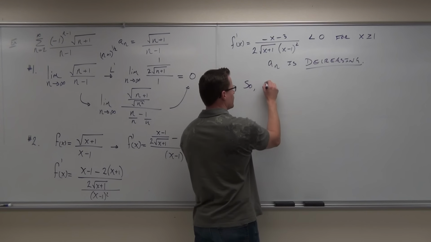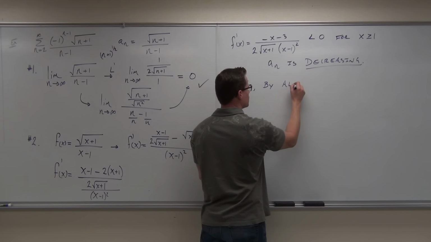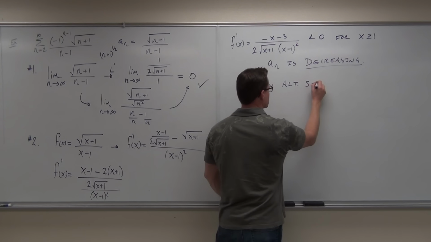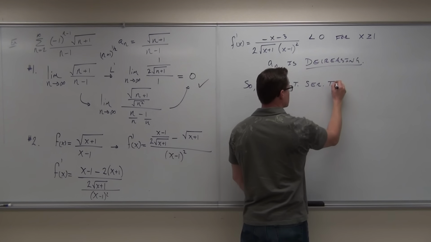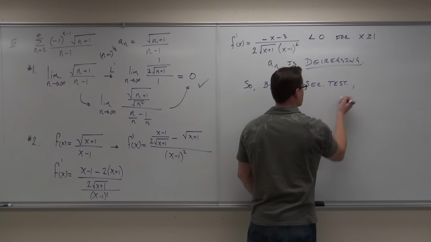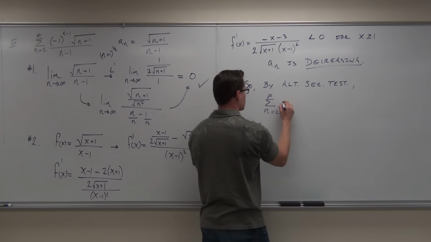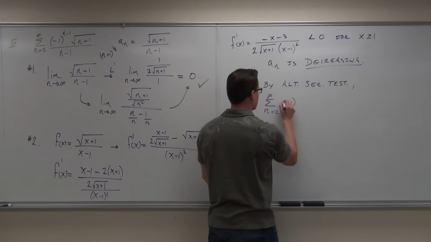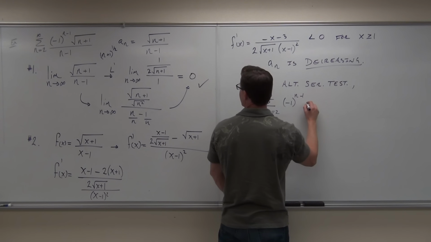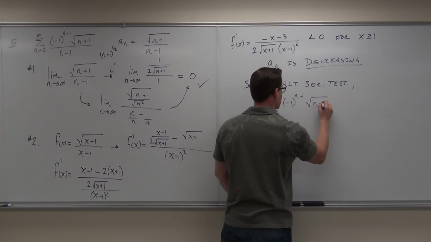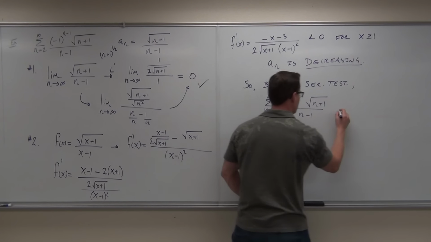So, by alternating series test, or AST, the given series that we have converges.